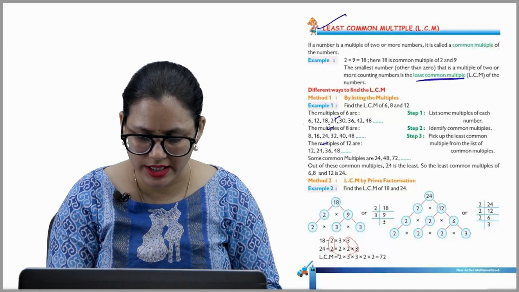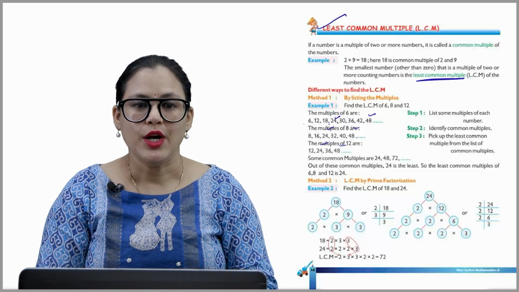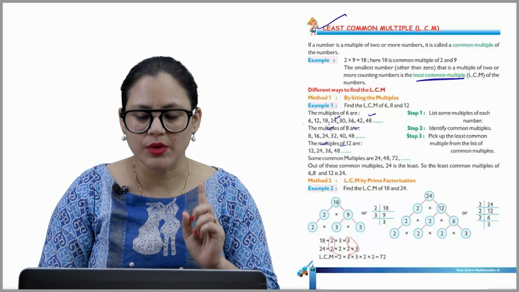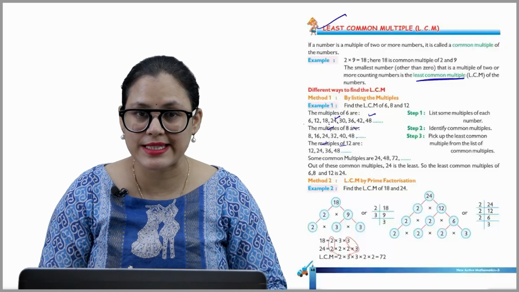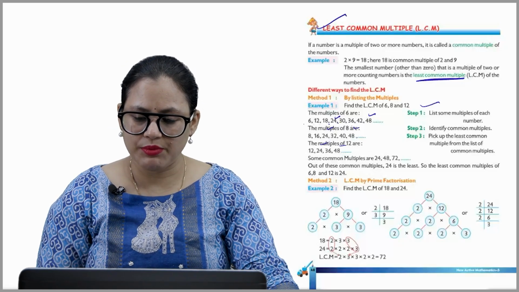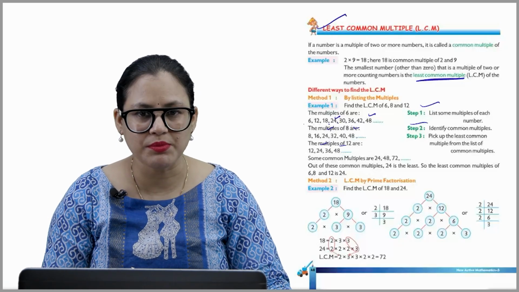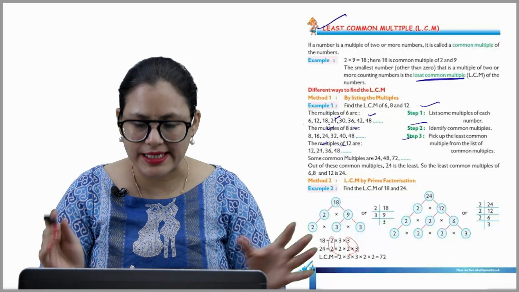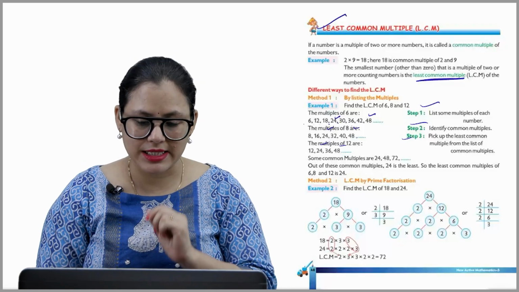So, what are the common multiples? 24, 48 and 72. Out of these common multiples, which one is the least? 24 is the least. So the least common multiple of 6, 8 and 12 is 24. What you have to do is, step 1, list some multiples of each number. Step 2, identify common multiples. And step 3, pick the least common multiple from the list of common multiples. This is method 1.